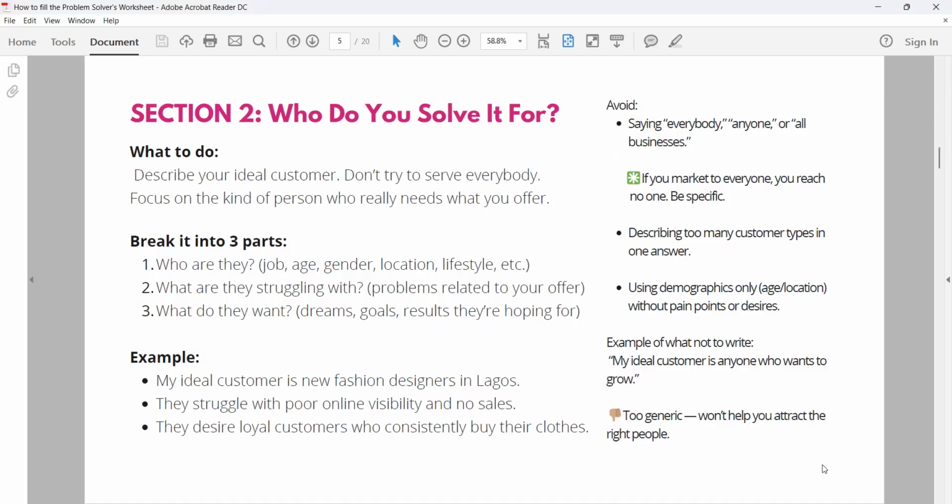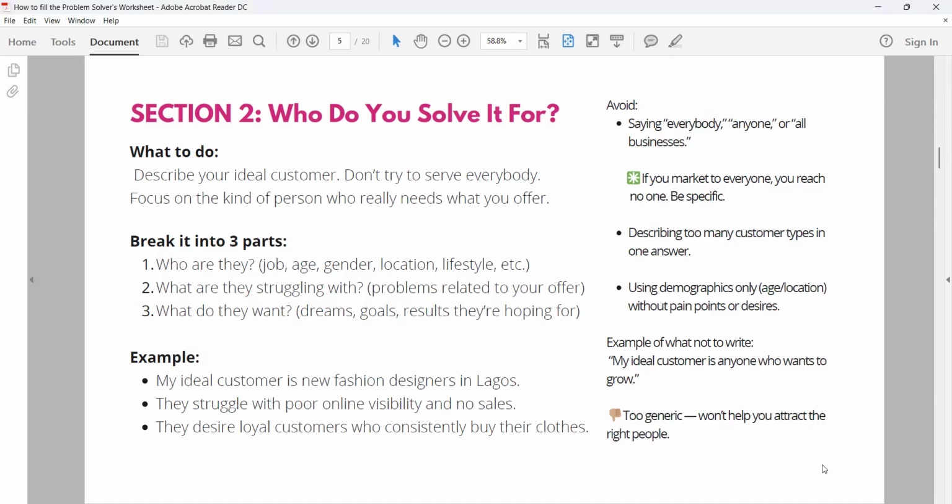But avoid saying everybody or anyone or all businesses. Everyone is not your customer. If it's that way, you will have so many people queuing to buy your product or service. If you market to everyone, you will reach no one because it is not specific. You are not speaking to anybody. Don't describe too many customer types. Just focus on one per answer.